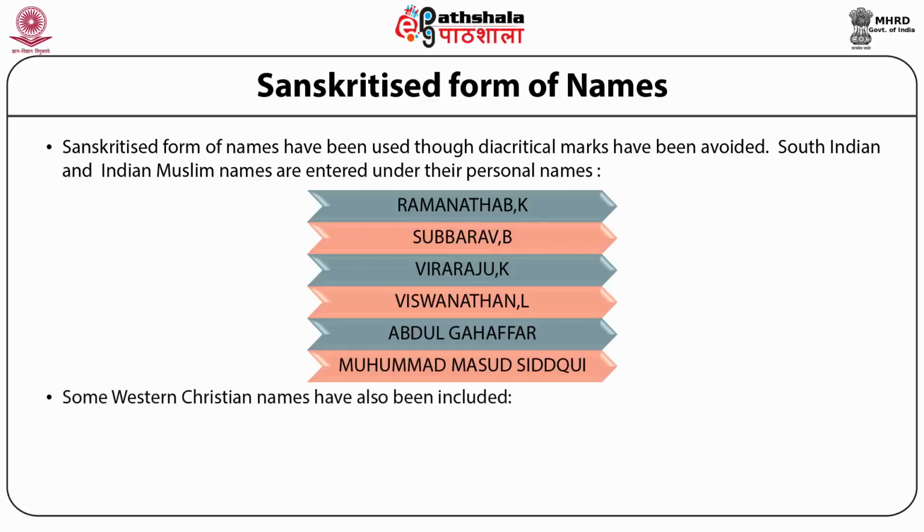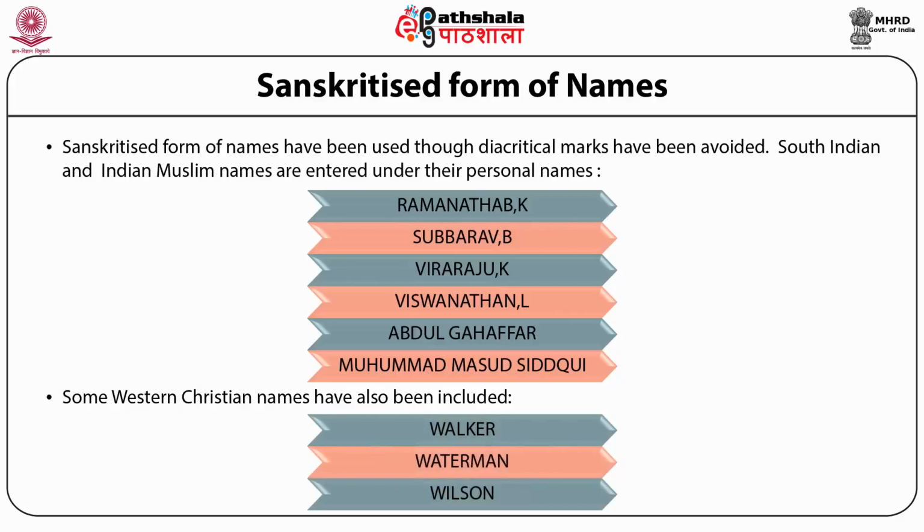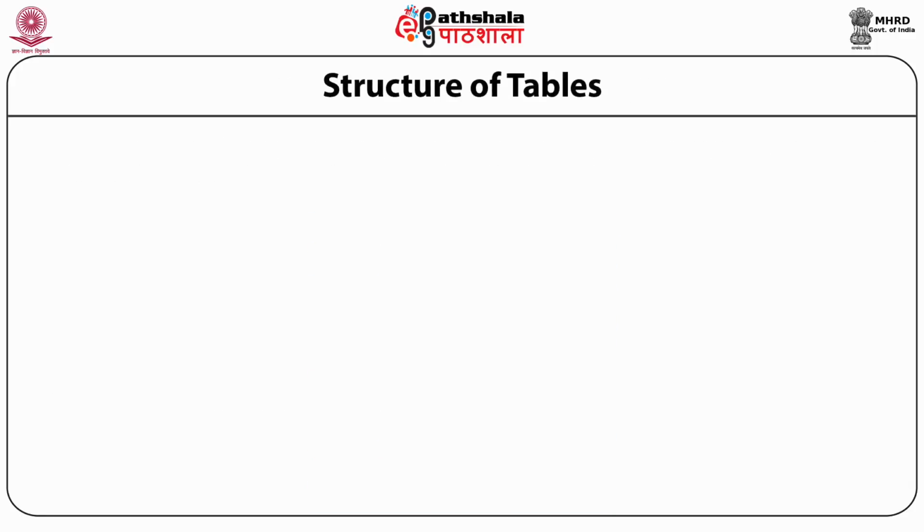Similarly, some Western Christian names have also been included as they occur in the bibliographies or books published in India. Walker, Waterman, Wilson. These are some examples of Christian or Western names. The structure of the table is as follows.